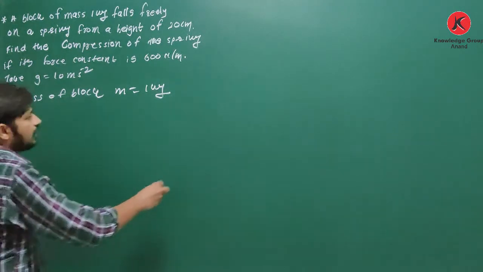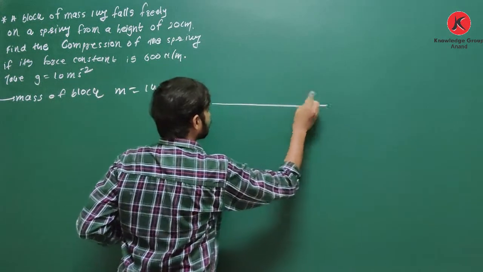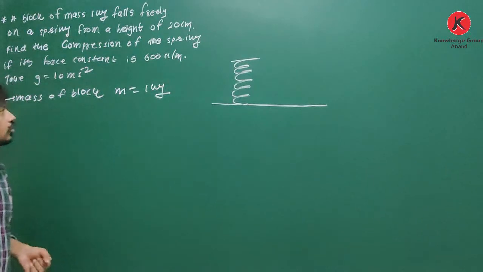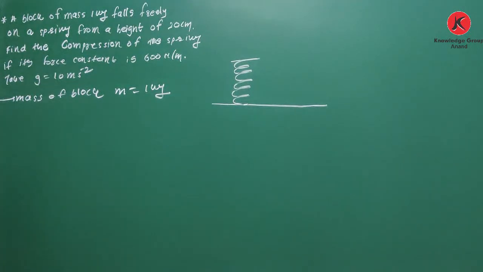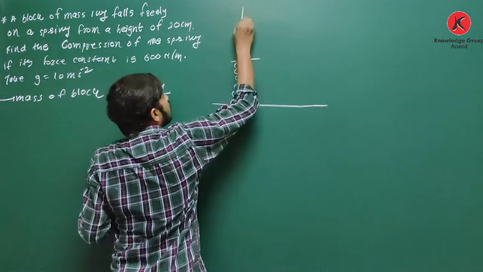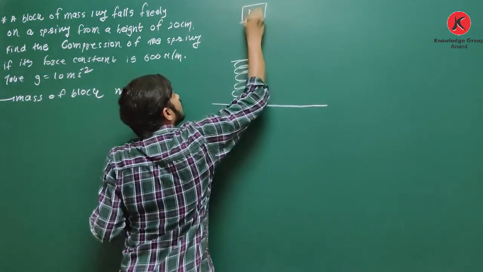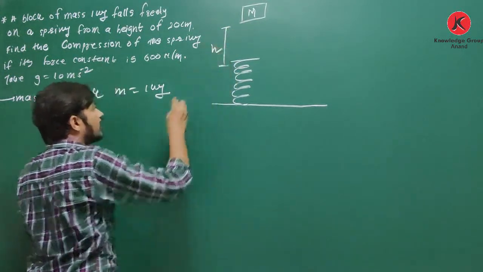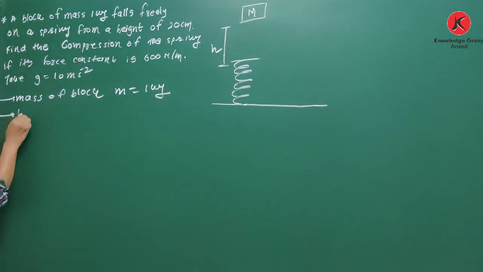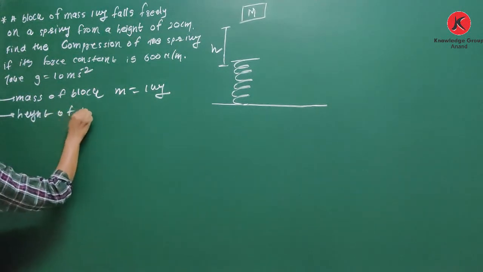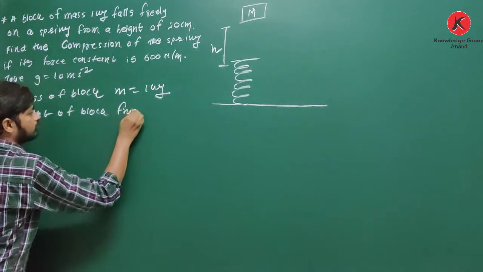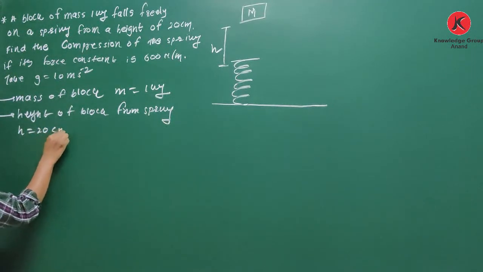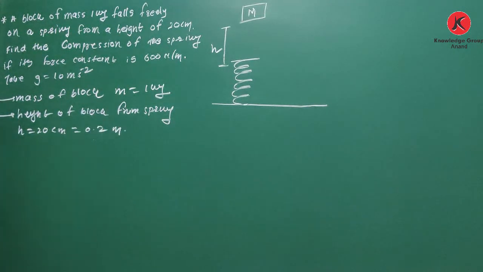So see how to find it. Let this be the spring. A block of mass 1 kg falls freely on a spring from a height of 20 centimeter. Here the block having mass M falls on this from a height. The height of the block from the spring edge is equal to 20 centimeter, which is 0.2 meter.